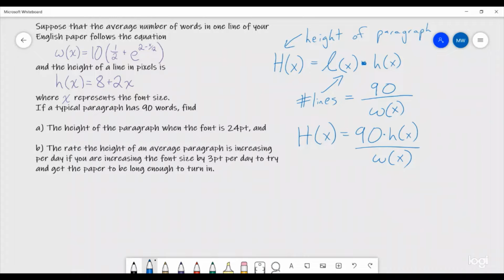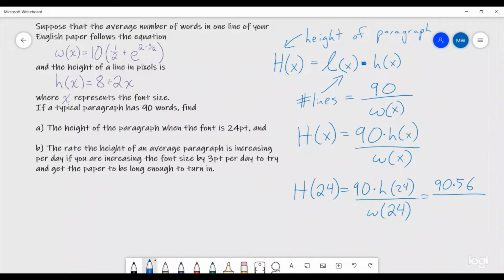So when the font is 24, we need to figure out what the height is. So H of 24 is going to be 90 times little h of 24 divided by the width, or the number of words when there is 24 point font. Well, h of 24, that's going to be 8 plus 2 times 24, that's 8 plus 48, so that's 56. This is 90 times 56 divided by the number of words when there is 24 point font.